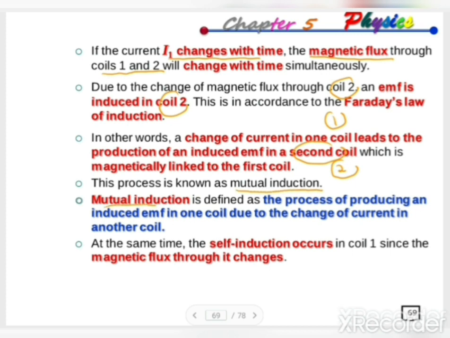So, mutual induction is defined as the process of producing an induced EMF in one coil due to the change of current in another coil. At the same time, self-induction occurs in coil 1 since the magnetic flux through it changes.